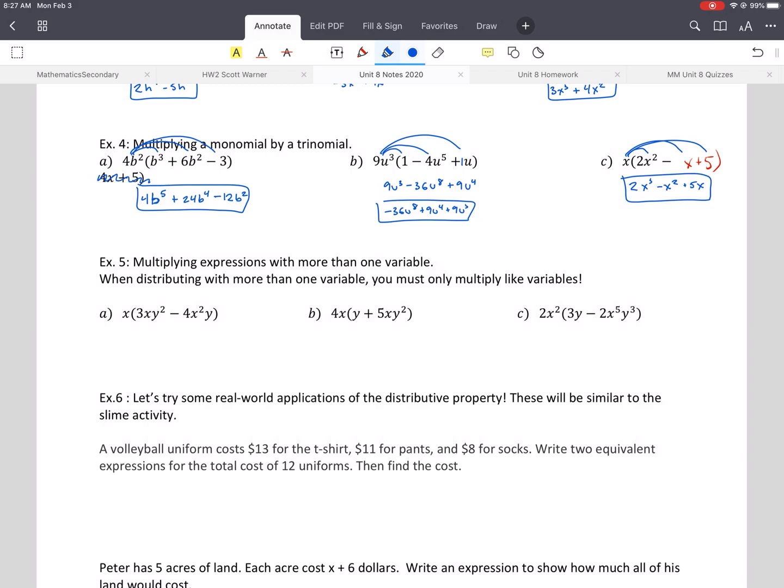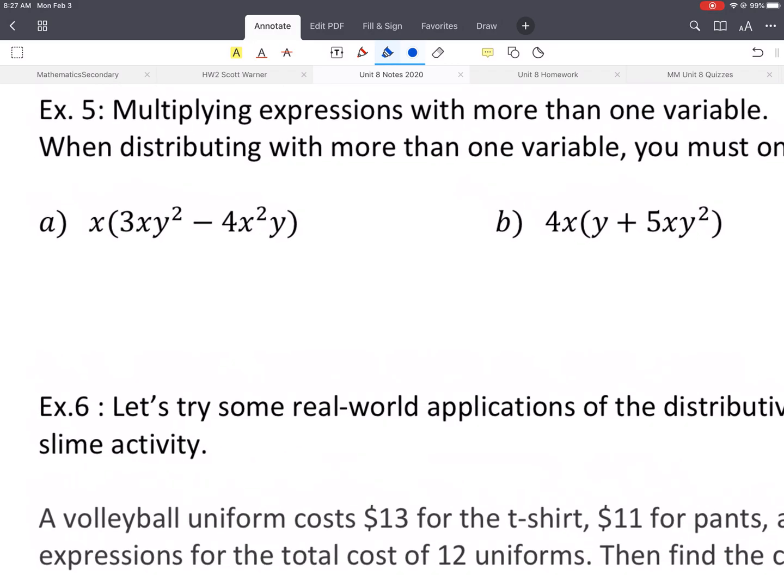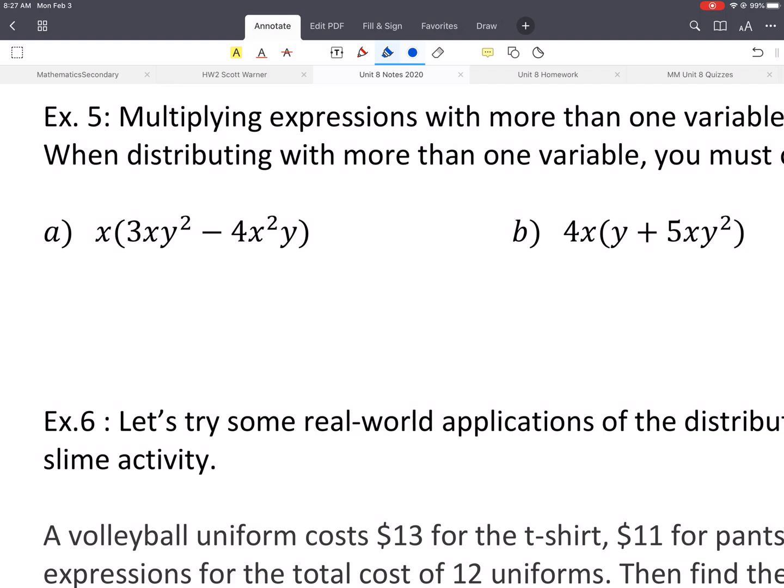Multiplying expressions with more than one variable. All right, so here we have x's and y's. When you do this, you're just going to do one variable at a time. So here we'll distribute the x to the x, so that gives us 3x squared y squared. And then we'll distribute here, that gives us negative 4x to the third y. So here we're just doing our x times x squared, gives us x to the third.